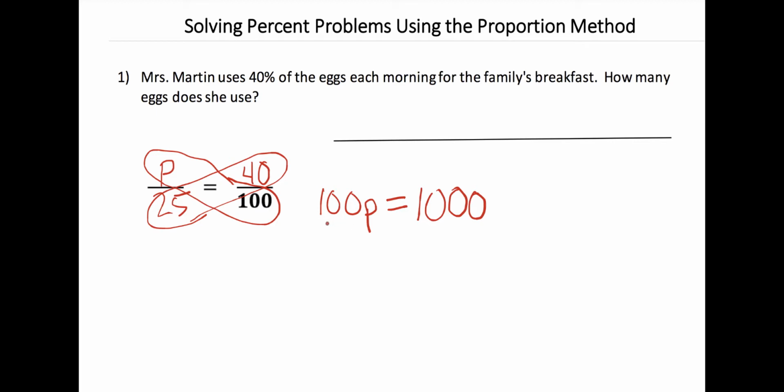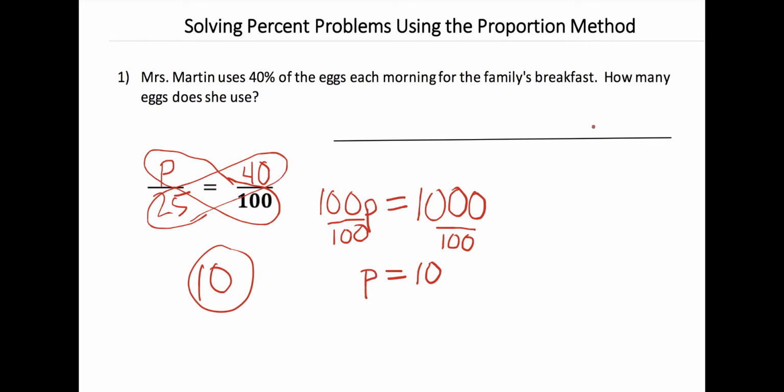So I've got to divide by 100 because 100 times p, if I use the inverse operation, and I divide 100 times p by 100, it leaves me with just p. So there we have the p isolated. It's by itself. And I want to do the same thing to keep my equation in balance to the other side. Divide by 100, 1,000 divided by 100 is 10 because 100 goes into 1,000 10 times. So that means that P equals 10, which tells us that 40% of 25 is 10.